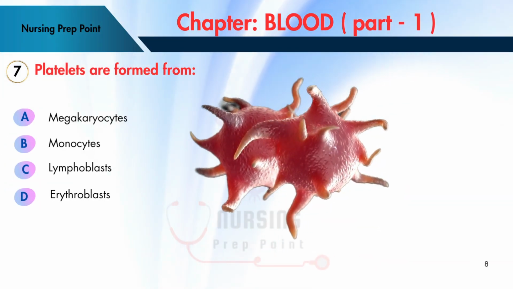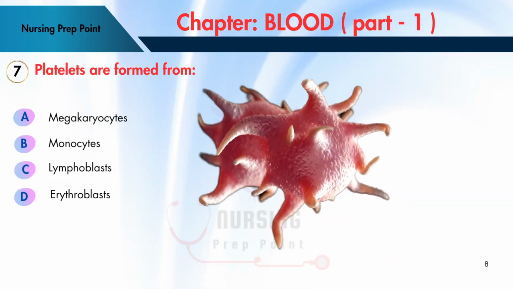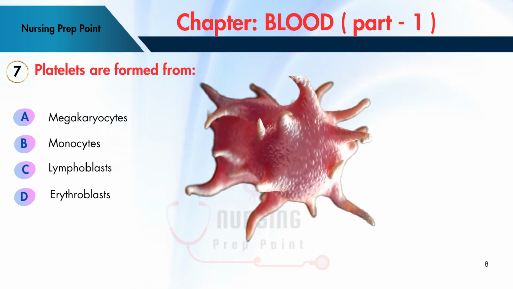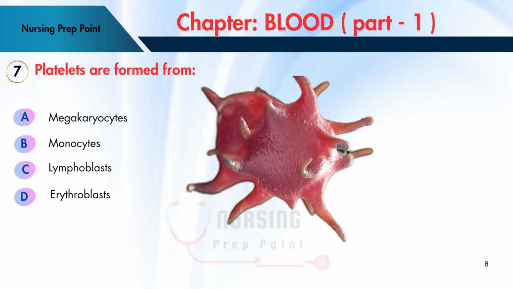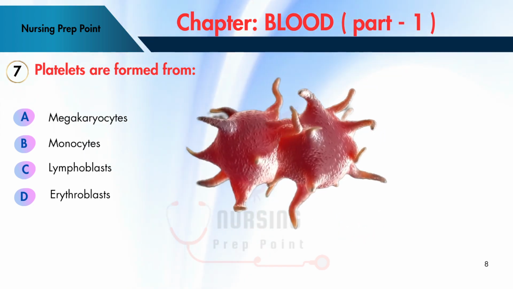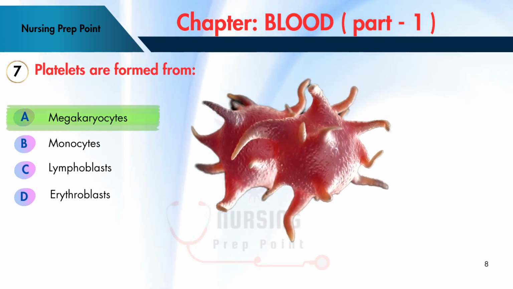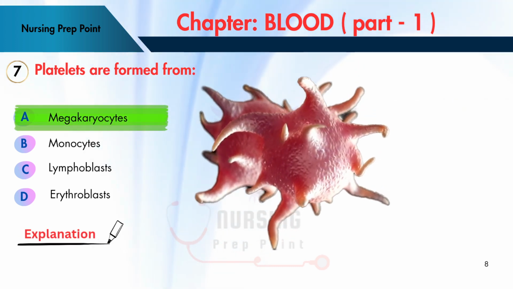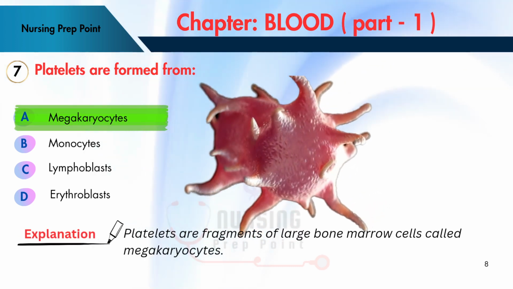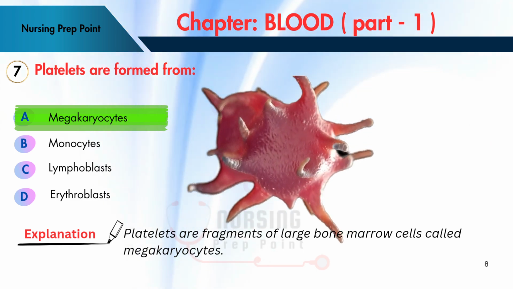Platelets are formed from option A, megakaryocytes. Option B, monocytes. Option C, lymphoblasts. Or option D, erythroblasts. The correct answer is option A, megakaryocytes. Explanation. Platelets are fragments of large bone marrow cells called megakaryocytes.